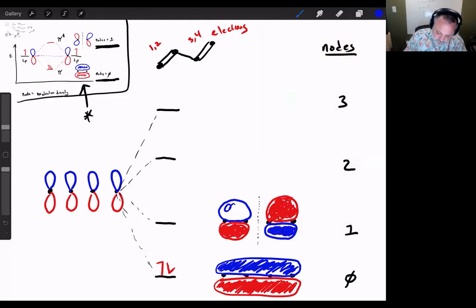Just coloring in my pretty orbitals here. Nice, pretty orbitals. Happy, happy little orbitals. Oh yeah, we love those.